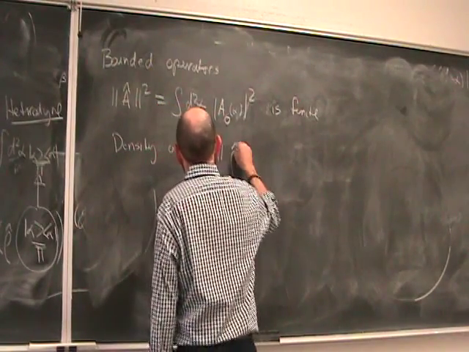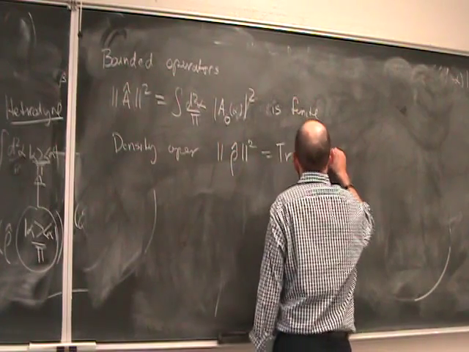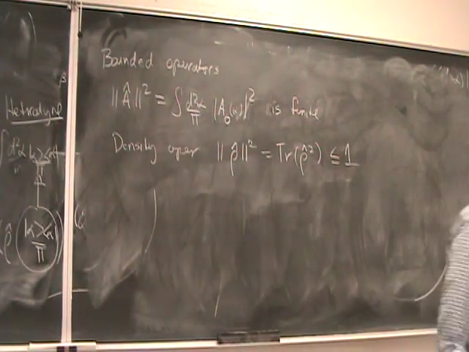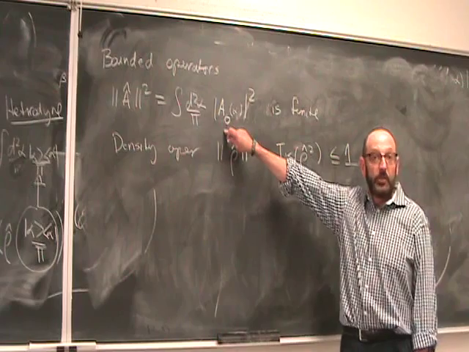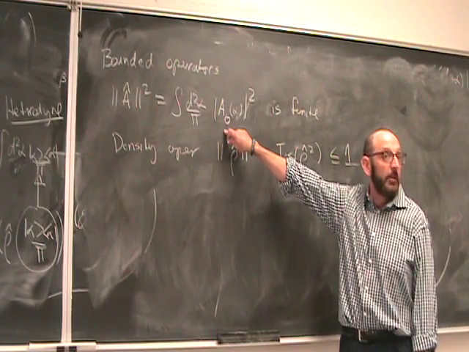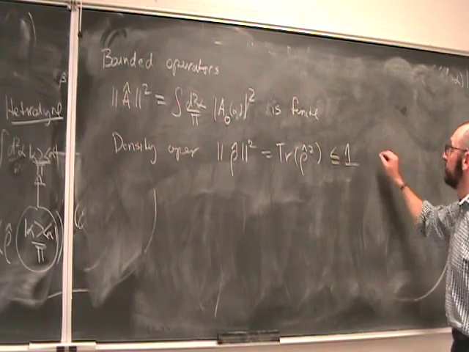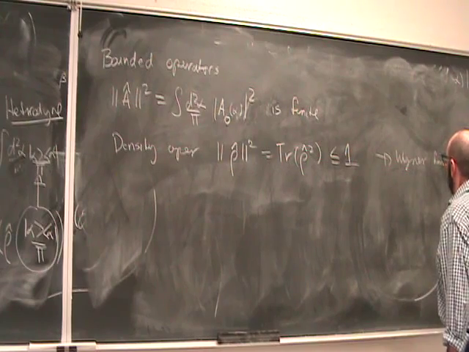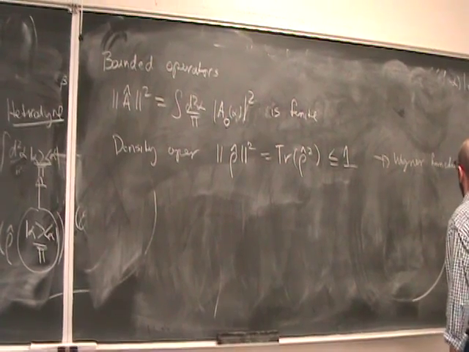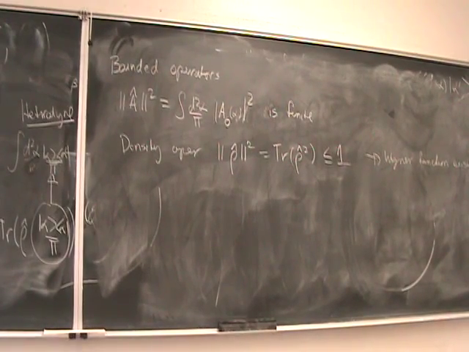Now, for the case of the density operator, the norm squared of rho is the trace of rho squared, which is always bounded. Therefore, what that tells us is that the Wigner function, which is the symmetrically ordered representation, always exists and is a good function. It's a nice, well-defined function.